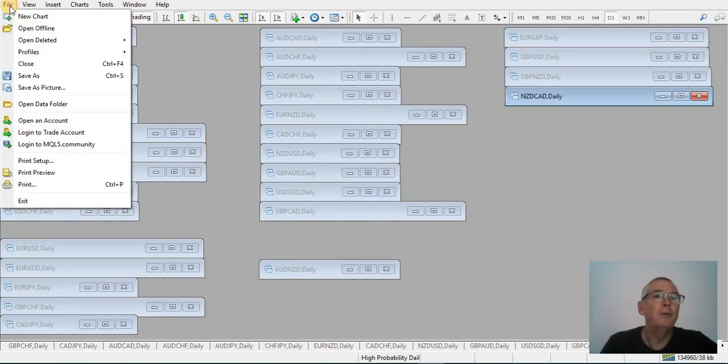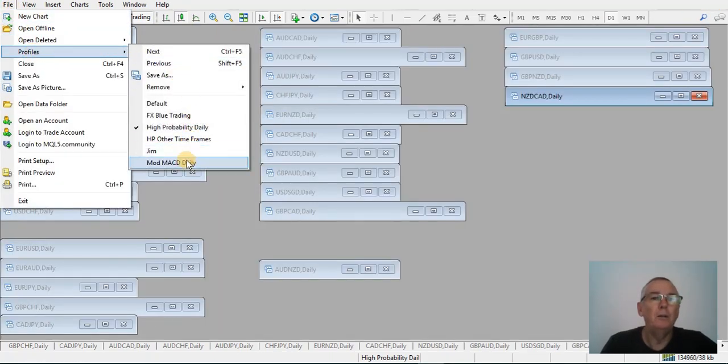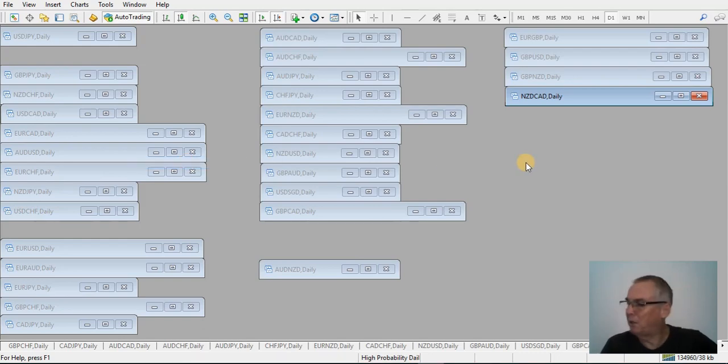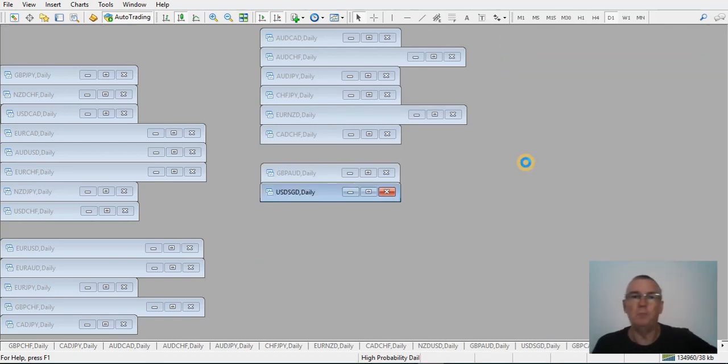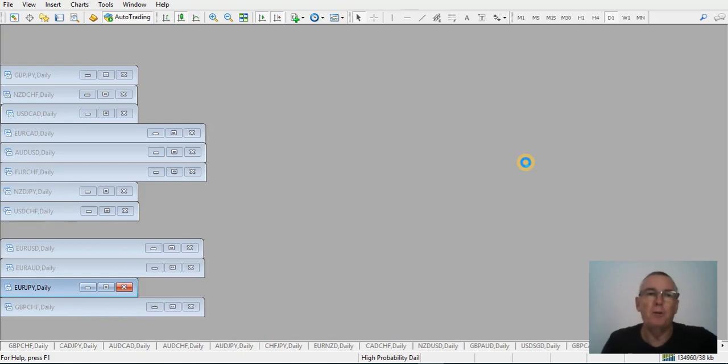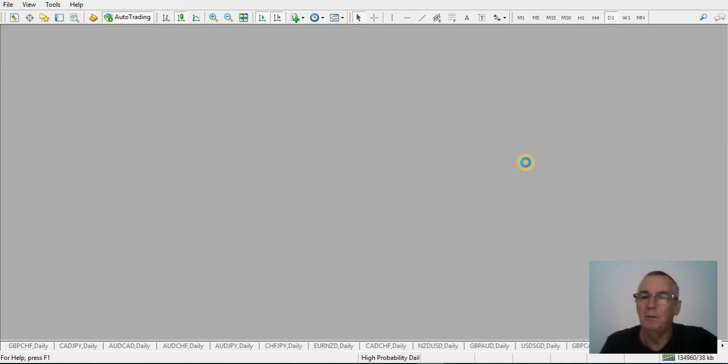Right, just switch over to the mod MACD on the daily charts. No new trades this morning on this. They're all just trade management, so basically just moving stops on a lot of my open trades. Just wait for the profile to come up.